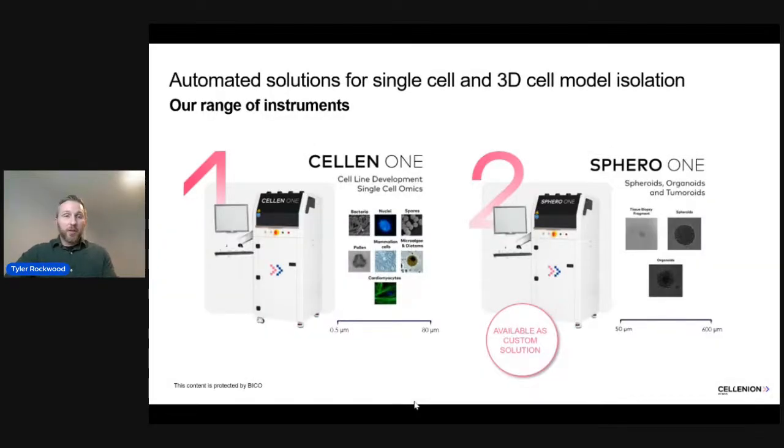So primarily, I'm going to talk to you about our CellenONE line, which is our flagship model. This covers particle sizes or cells that are from a 0.5 micron up through an 80 micron range, and does gentle isolation of these as well as some other functions on system, which we'll get into here. Now, the SpheroONE is our newer system and is currently available as a custom solution. This expands that size range to where we're targeting spheroids, organoids, and tumoroids between a 50 micron up through a 600 micron range.